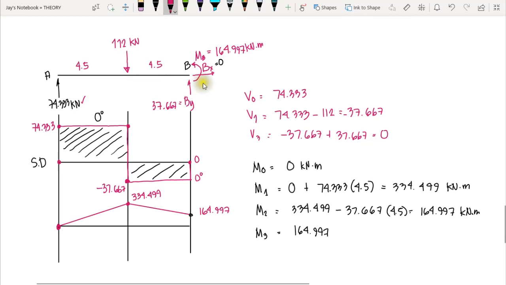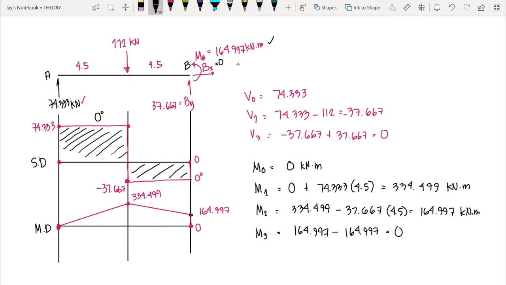Therefore, we should consider the sign convention for external loads. Again, counterclockwise is a negative moment, and clockwise external moment is a positive moment. In this case, this one is counterclockwise, so it is negative. So we have minus 164.997 for this moment here, and this would give us 0. So we go down to 0 moment here. That means we have a correct moment diagram, since again we end at 0 moment. So this is our moment diagram. We have now drawn the shear and moment diagram for the horizontal member.